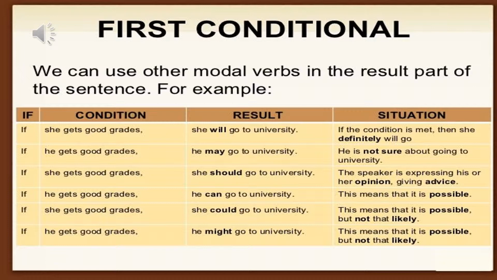If she gets good grades, she could go to university. This means that it is possible but not that likely. If he gets good grades, he might go to university. This means that it's possible but not that likely.